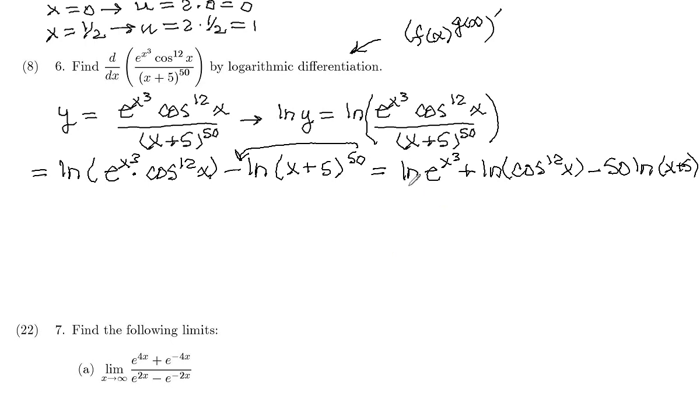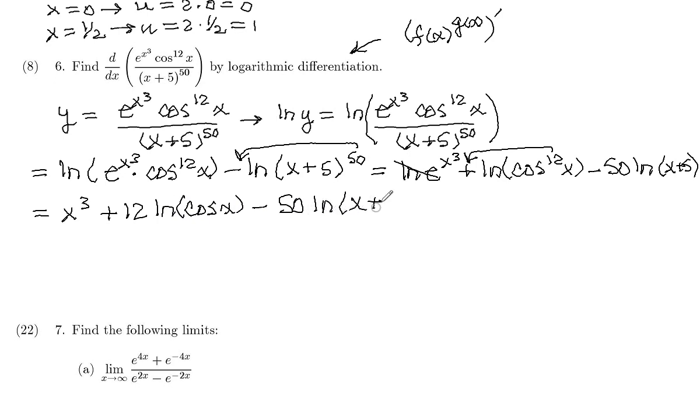And now let's see, on this first piece, natural log and e are inverses. They cancel each other. We're just left with an x cubed plus, and then here that 12 can come down in front. That's an inside exponent because this means cosine x whole thing to the 12th power. So that's going to be 12 natural log cosine of x. That's log of a function. And then minus the 50 ln x plus 5 on the end. Okay, so we simplified as far as we could. So now we'll go ahead and do our derivative.